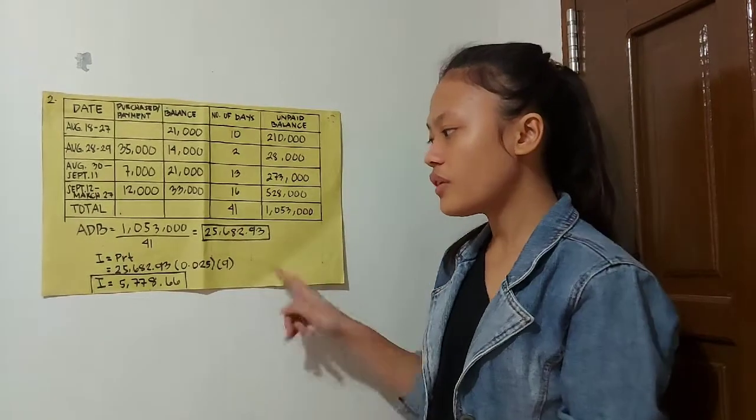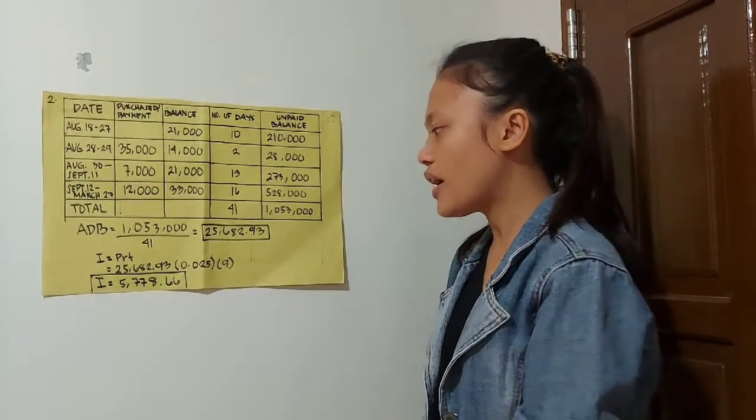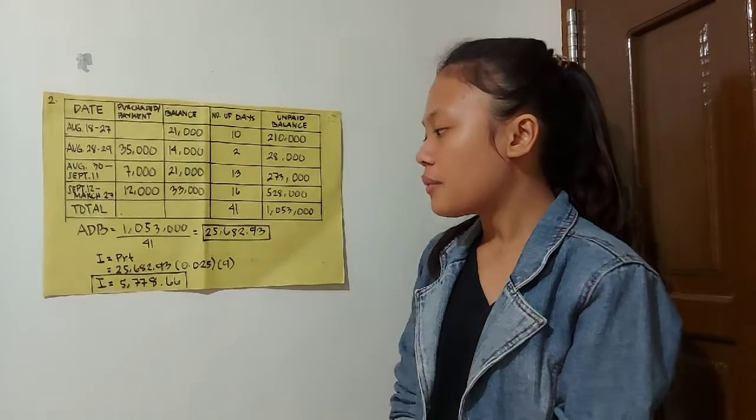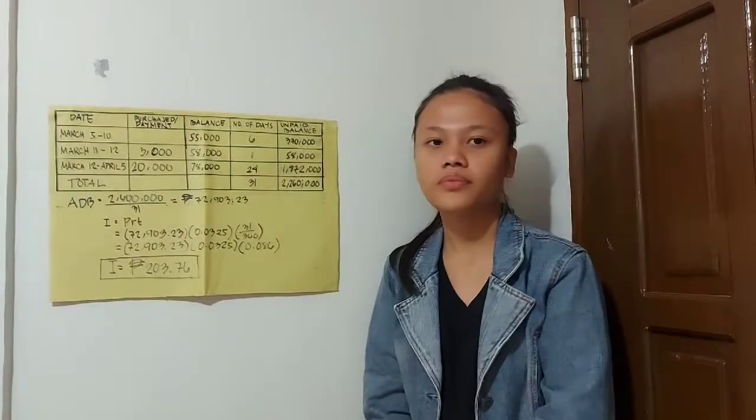Now we are going to calculate the finance charge on April 5. We are going to use the formula I equals P times R times T, wherein our P is 25,682.93 times our given percent, which is 0.025, times 9, is equal to 5,778.66. So our finance charge for April 5 is 5,778.66.